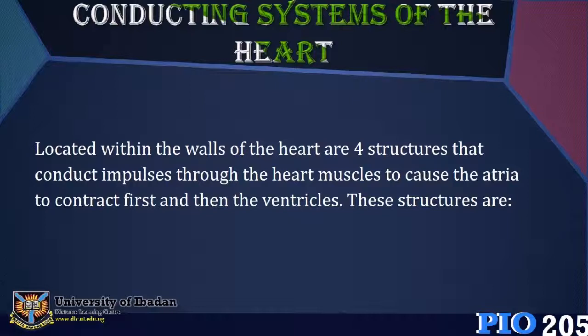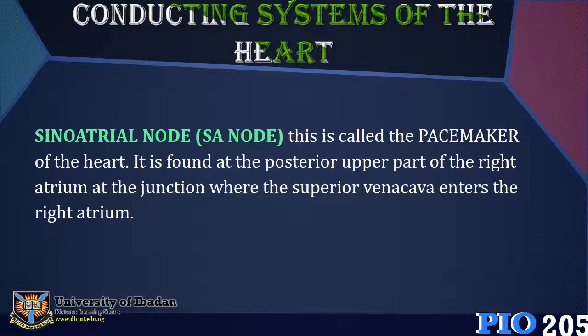These structures are: the sinoatrial node, SA node. This is called the pacemaker of the heart. It is found at the posterior upper part of the right atrium at the junction where the superior vena cava enters the right atrium. The isolated SA node has a firing rate of 90 to 120 beats per minute, which is higher in young individuals and decreases with age. The firing rate is increased by a rise in temperature, thyroid hormone, epinephrine, or norepinephrine.